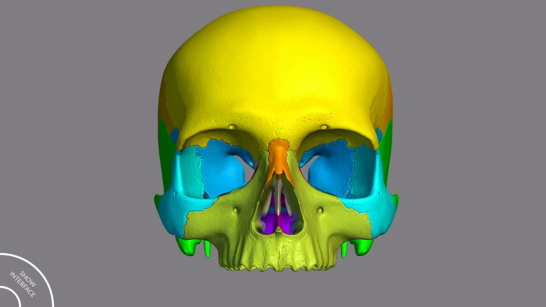This was just a brief overview about the skull bones. We will discuss each of the skull bones in detail.